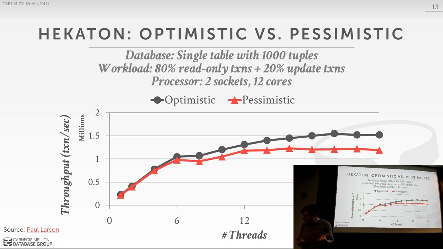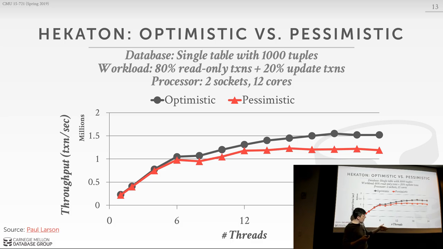So this is the only graph I'm really going to show for Hackathon. The paper's from, I think, 2012 or 2013, so it's a pretty old system at this point, running on old hardware. The main thing I want to point out here is the difference between the optimistic version and the pessimistic version. Obviously, as you increase the number of threads, you get better parallelism in the optimistic version. This is a small database, it's only got 1,000 tuples, but 80% of the transactions are doing reads and 20% are doing updates.